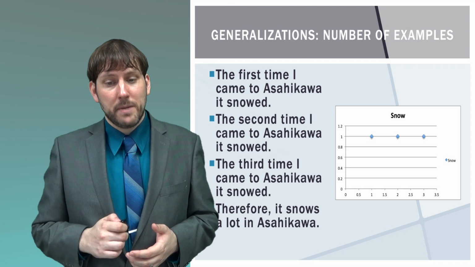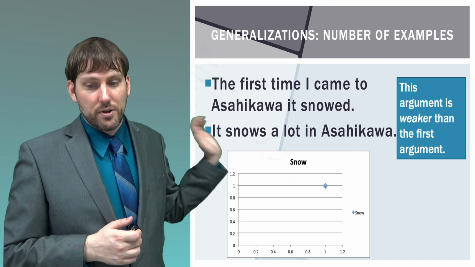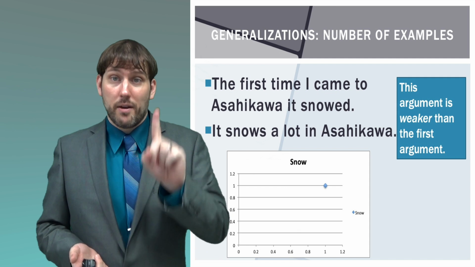We can make it weaker. So we can instantly make it weaker. The first time I came to Asahikawa, it snowed. It snows a lot in Asahikawa. This is weaker because now we have only 1 example.